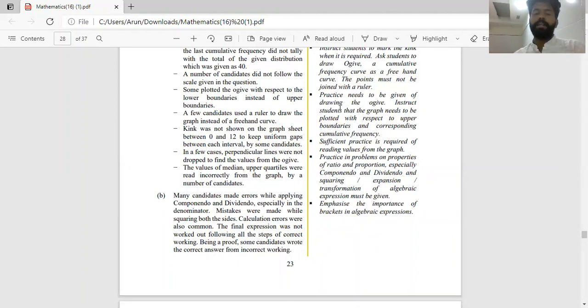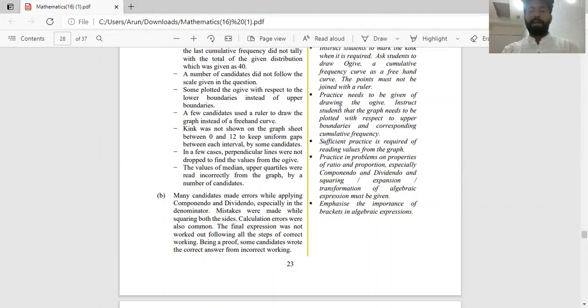Being a proof, some candidates wrote the correct answer from incorrect working. So LHS is equal to RHS तो लिख दिया, that was the correct answer, but आपका पूरा working गलत था, तो you obviously lost marks in that. So you need to sufficiently practice problems based on properties of ratio and proportion, especially componendo and dividendo, and squaring, expansion and transformation of algebraic expression. And you also need to know the importance of brackets and how to open them.